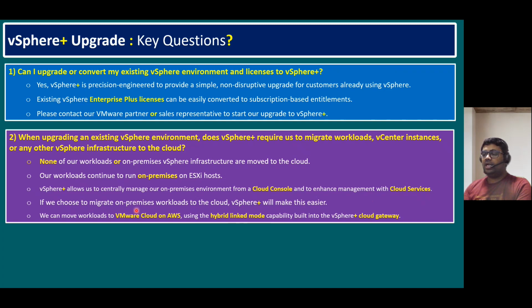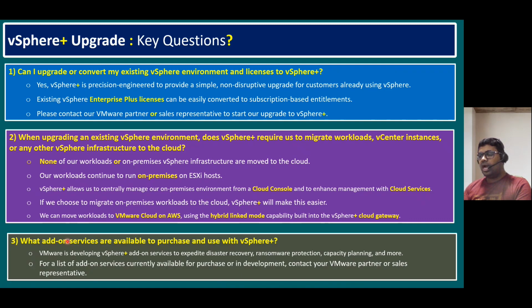And if we choose to migrate on-premises workloads to the cloud, vSphere Plus will make this easier. Even that option is also available. But by default, we have no need to migrate. And we can move workloads to VMware Cloud on AWS using hybrid linked mode, a capability built into the vSphere Plus Cloud Gateway. And the next question is, what add-on services are available to purchase and use with vSphere Plus?